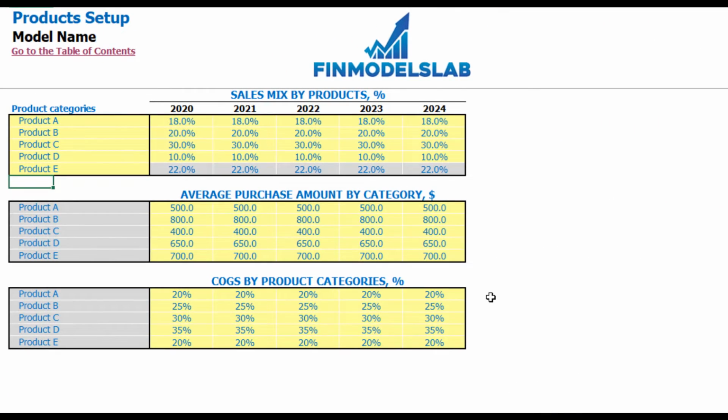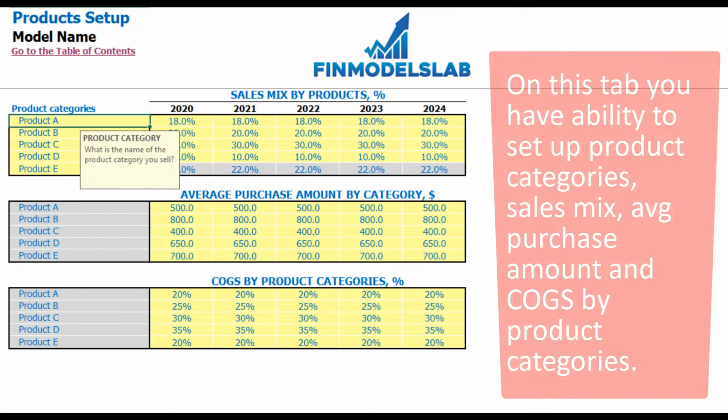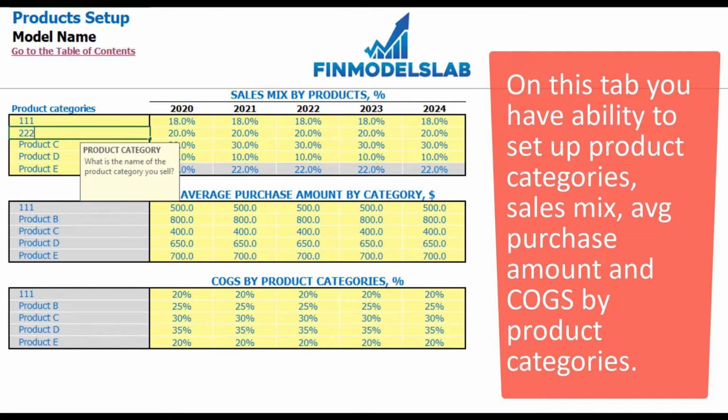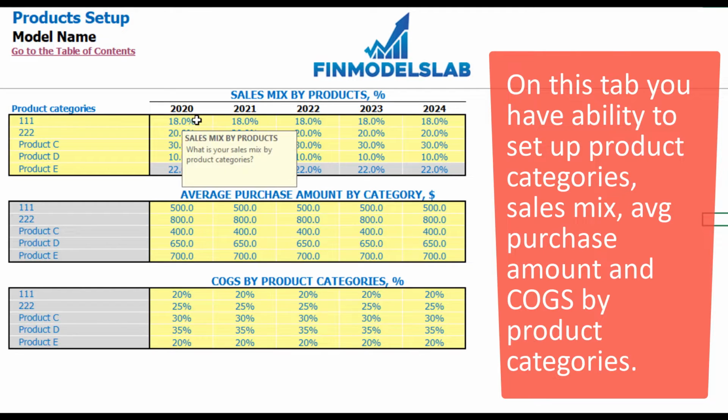On the products tab, you can input product categories names like 111, 222, etc. Any name you need. And you can set up the sales mix by products. For example, if you input something wrong, like 80%, your product number 5, which is 100% minus the sum of the breakdown of the previous 4 products, will be minus 40%. You will see the red color.